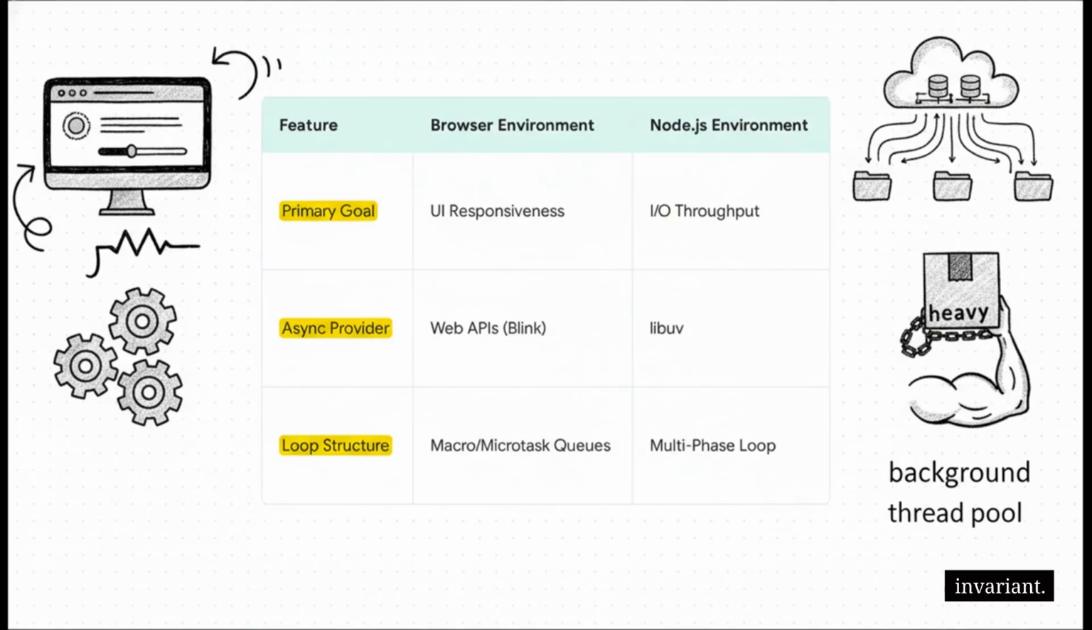But in Node.js, on a server, the goal is totally different. It's all about handling as many network requests and file operations as possible, as fast as humanly possible. To do this, it uses a powerful C++ library called libuv. This thing provides an event loop built from the ground up for thousands of concurrent connections. It's a whole different ballgame. Same engine, totally different playground.